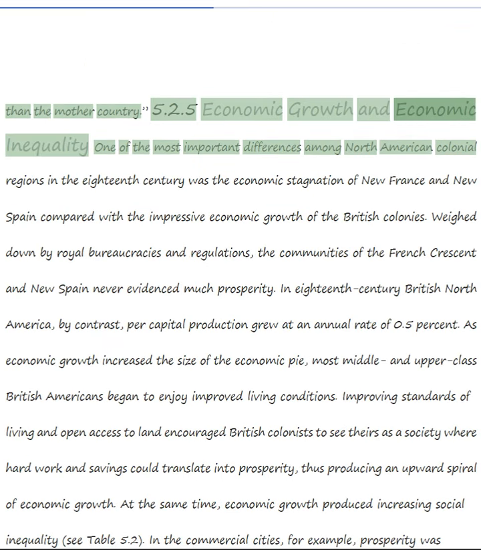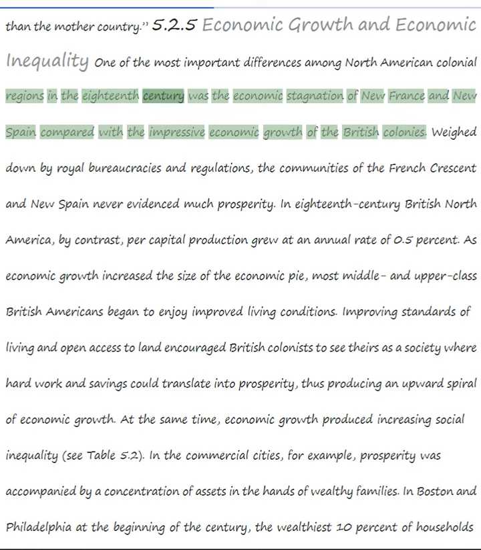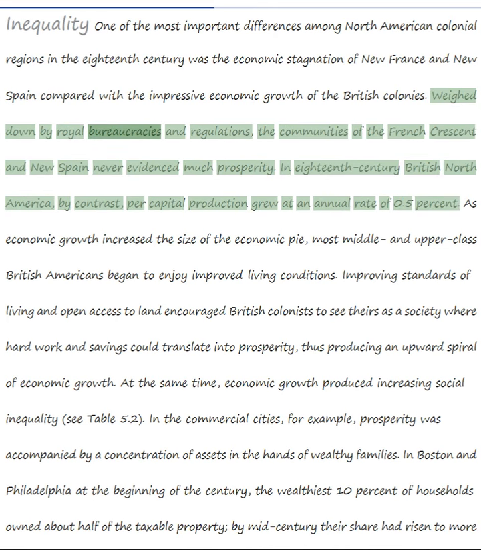5.2.5 Economic growth and economic inequality. One of the most important differences among North American colonial regions in the 18th century was the economic stagnation of New France and New Spain compared with the impressive economic growth of the British colonies. Weighed down by royal bureaucracies and regulations, the communities of the French Crescent and New Spain never evidenced much prosperity. In 18th-century British North America, by contrast, per capita production grew at an annual rate of 0.5%.